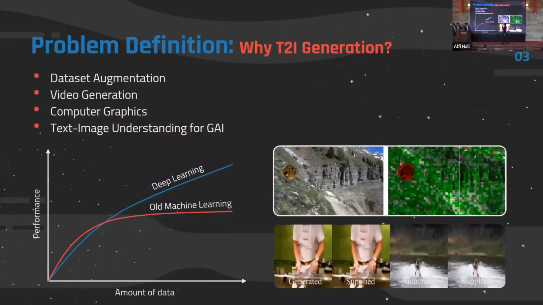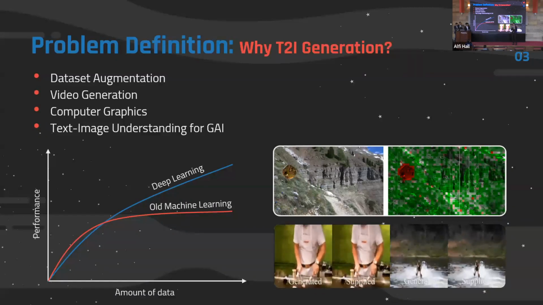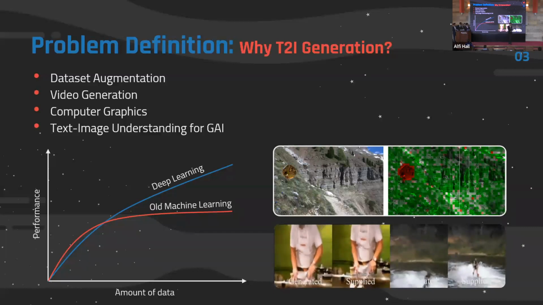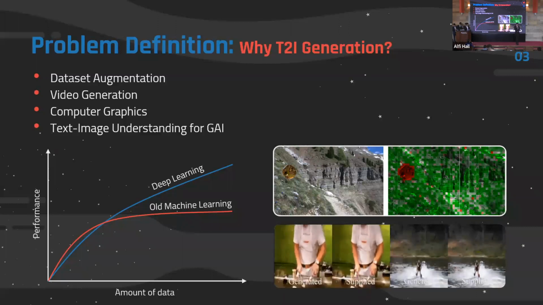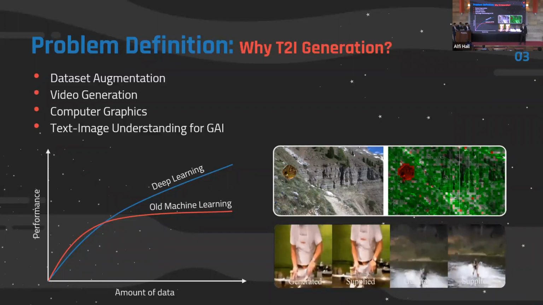So you may ask, what is the purpose of this problem, or what are some of the applications for which we want to develop this? The first one is dataset augmentation. Basically, if you have a model that can generate images, you can generate any number of images and any dataset that you want for training deep neural networks and machine learning algorithms. It's also useful for video generation because if you can automatically generate images, it means that in the future you can generate videos as well. It also has applications in computer graphics and computer games, scene understanding, and it's also useful for text-to-image understanding and general artificial intelligence.